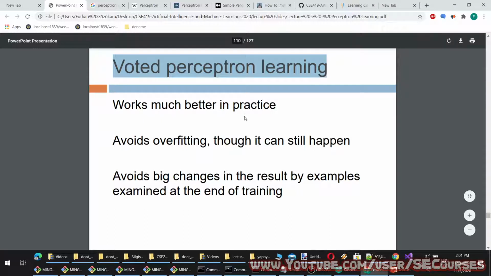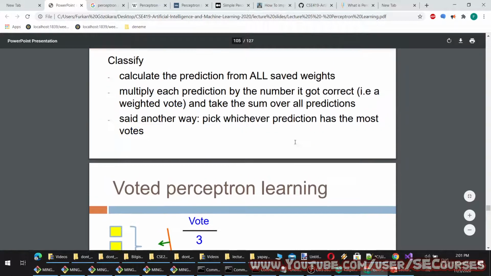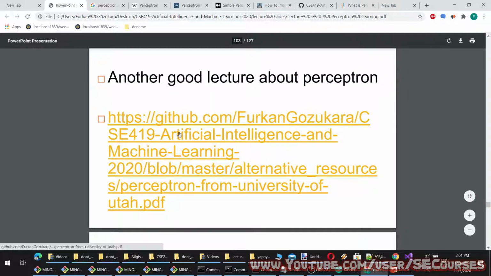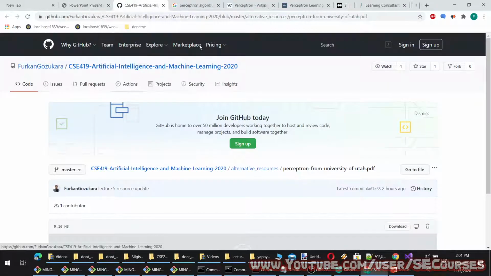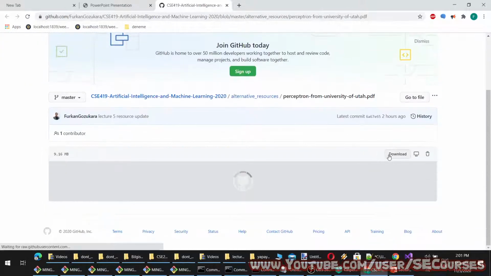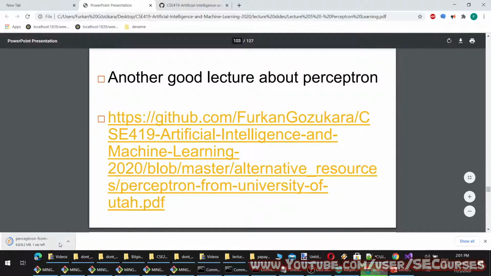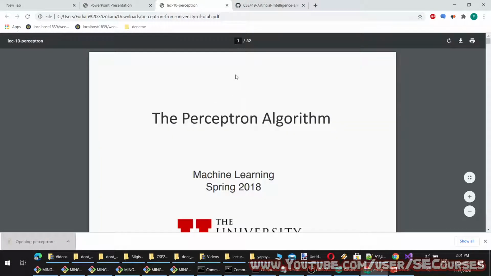Okay, so I have looked for a good example to explain what a perceptron is. However, there weren't any good examples for that. But I have found another good lecture related to perceptron. I have uploaded it to our GitHub repository, and now I am going to make some comments based on that.